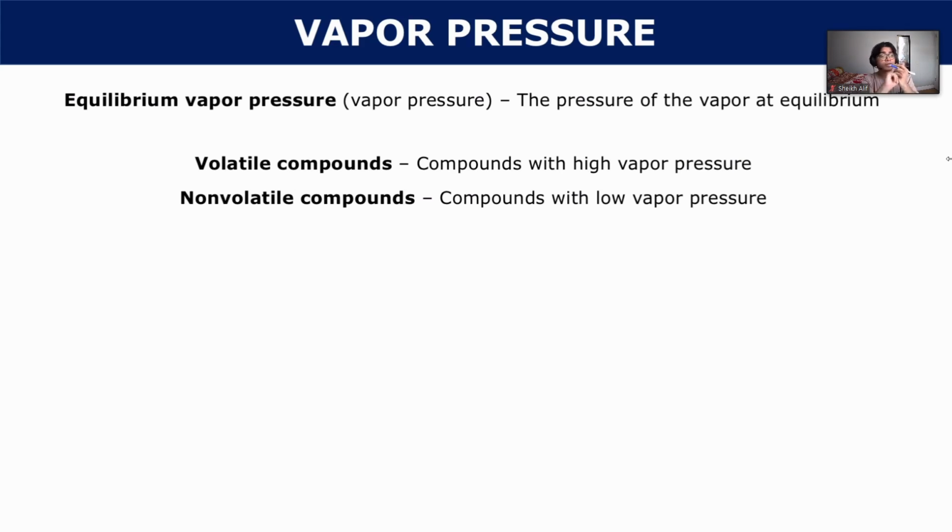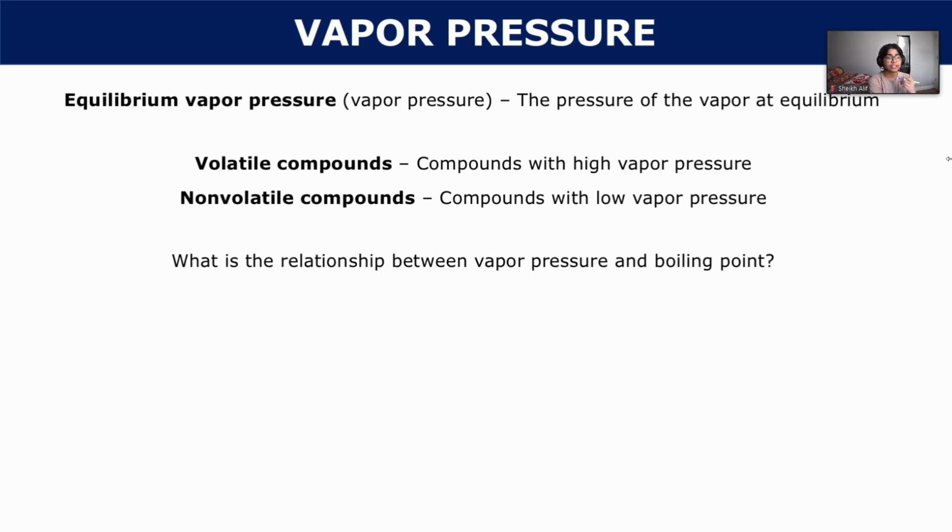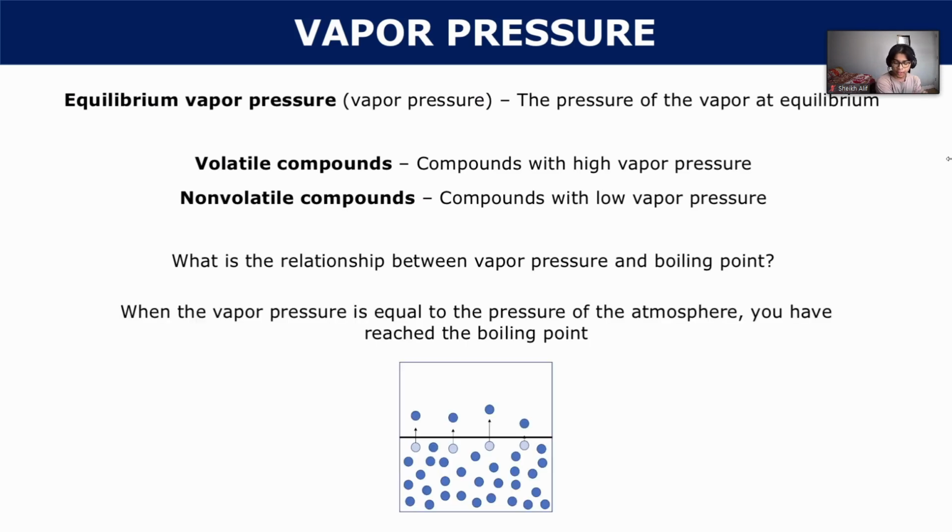So that means a lot of them are going to jump up from the surface of the liquid. But on the other hand, if you have a non-volatile compound, these are compounds with low vapor pressure. So on the top, there's not going to be as much vapor. There's going to be a lot less vapor than there is in volatile compounds. And there is actually a relationship between the vapor pressure and the boiling point. When the vapor pressure is equal to the pressure of the atmosphere, you have reached the boiling point.